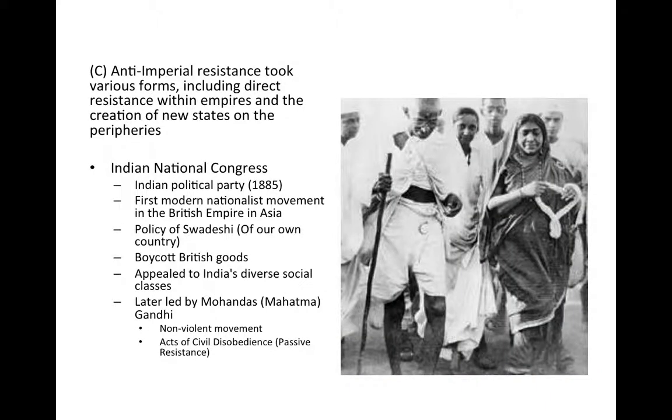All right, subconcept C states anti-imperial resistance, that's the key word, resistance, took various forms, including direct resistance, which would be military resistance, within empires, and the creation of new states on the periphery. So the focus here would be on how the people of the colonies resisted. So I think this is non-violent resistance, not direct resistance. The Indian National Congress. It's India's first native political party. It's a nationalist movement in the British Empire, meaning the people are coming together to fight for independence.